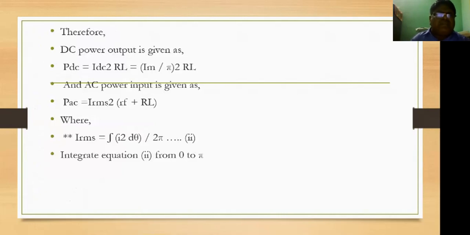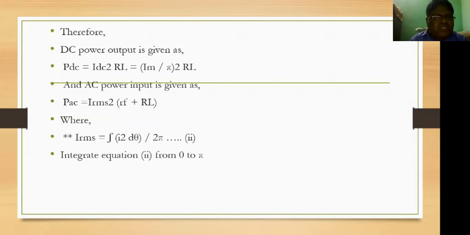Therefore, DC power output is given as DC power equal to IDC squared into RL, that is Im by pi the whole squared into RL. That is the PDC, DC power. The AC power input: the input is AC and the output is DC. The AC power input is given as PAC.